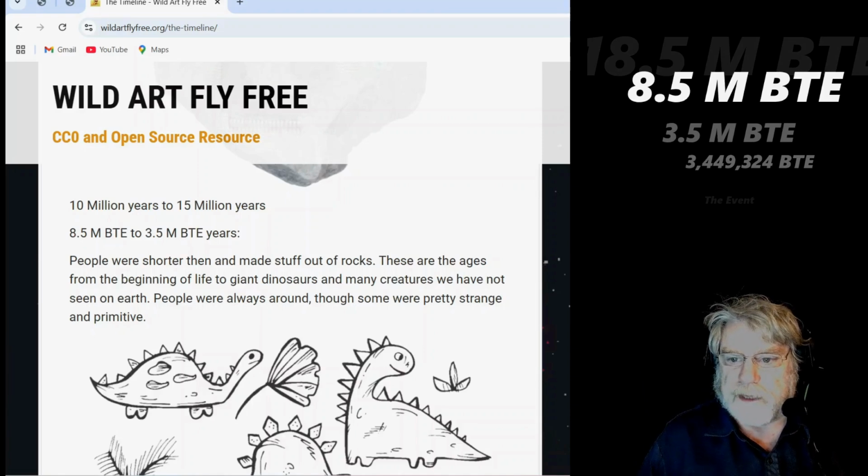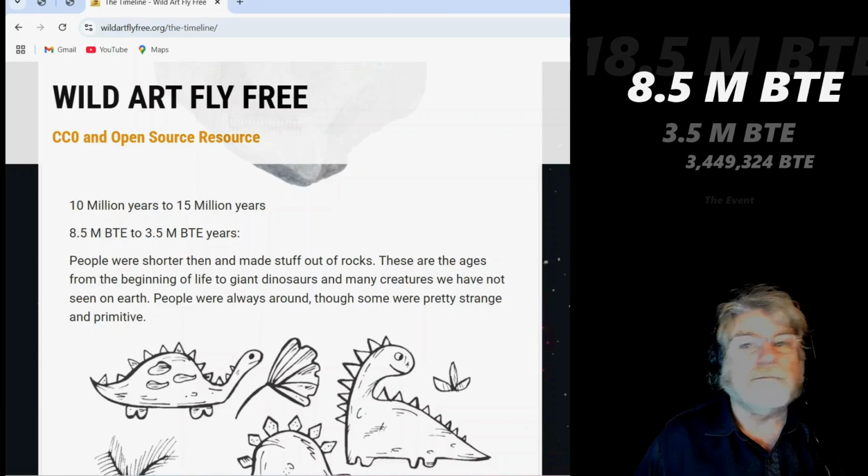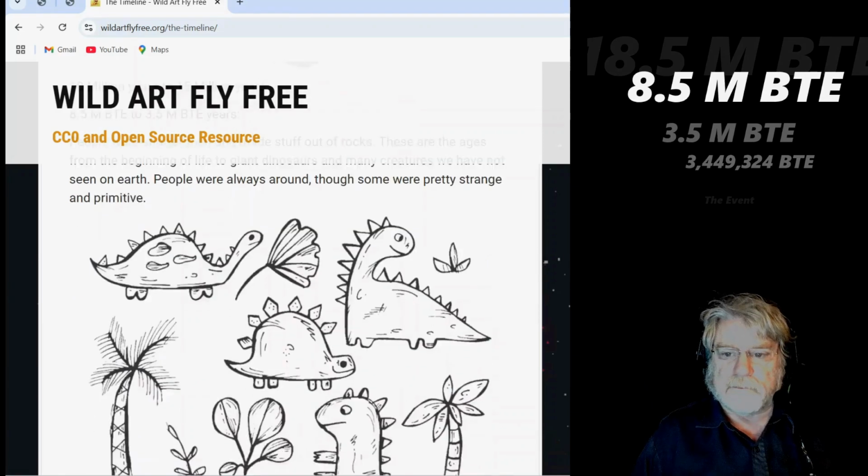People were shorter then and made stuff out of rocks. These are the ages from the beginning of life to giant dinosaurs and many creatures we have not seen on Earth. People were always around, though. Some were pretty strange and primitive. Do you have any ideas what a person would look like back then?